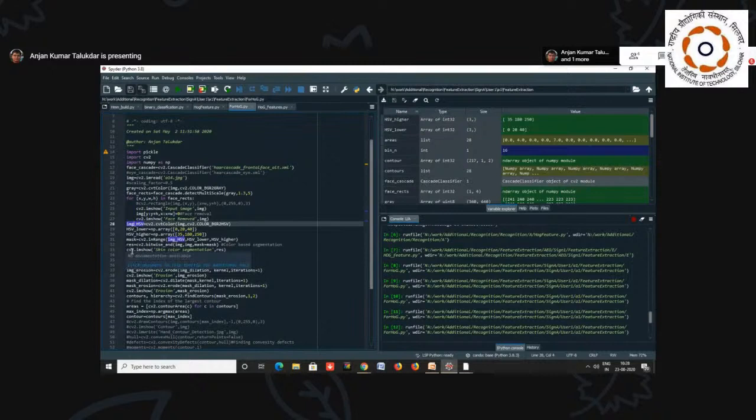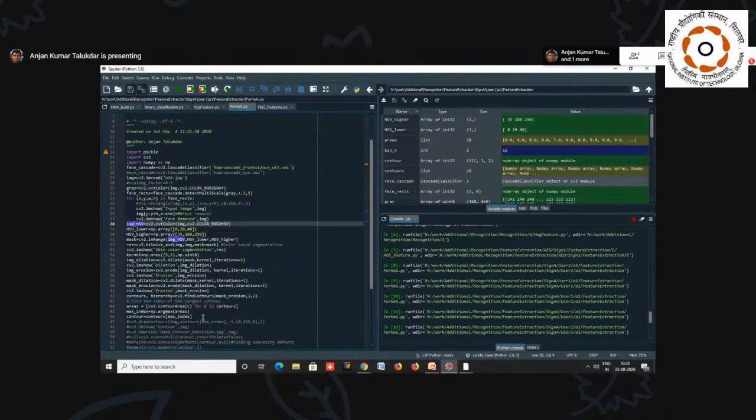Then I have shown the segmented image. Then this is for dilation and erosion. It may not be required in some cases. If required, you can use it.